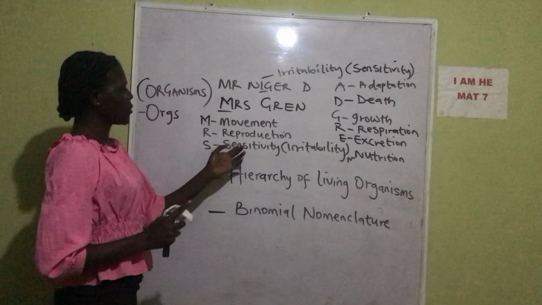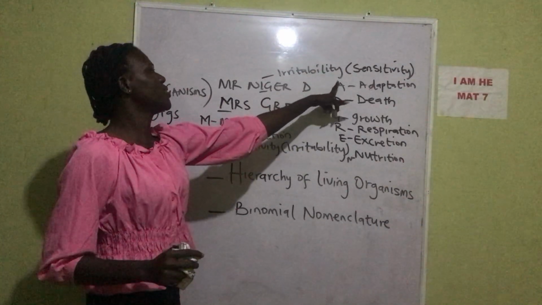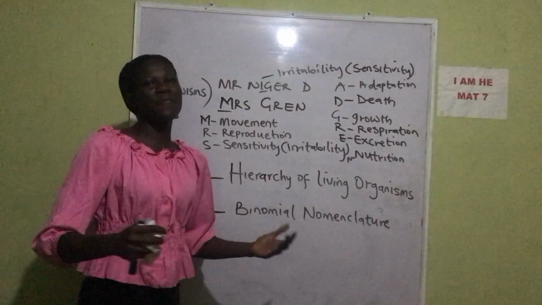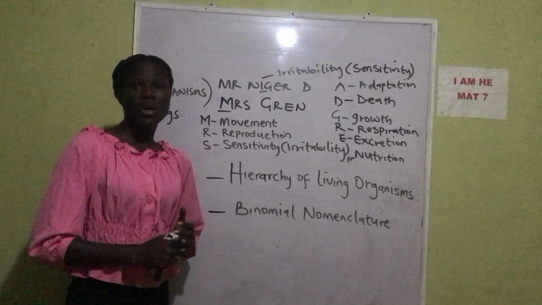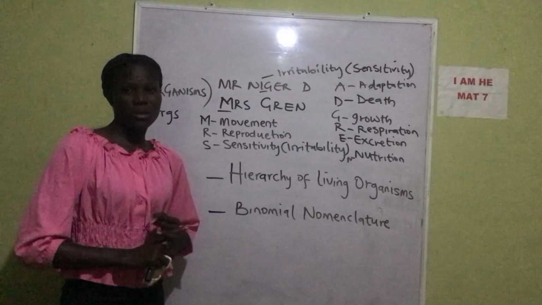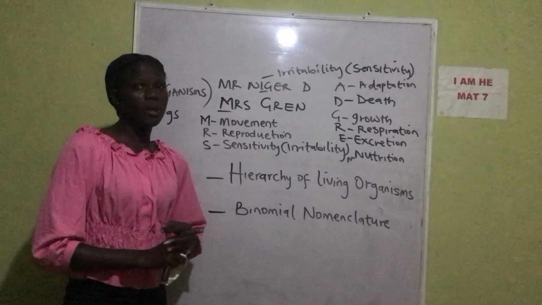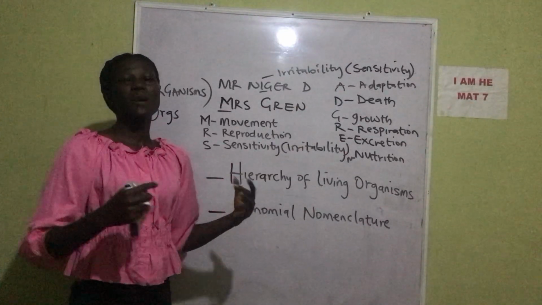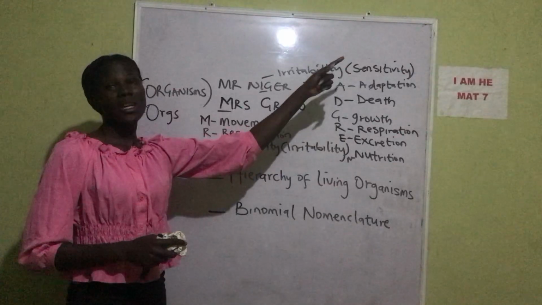So that's for sensitivity, or irritability. Now adaptation means living things can adapt to changes in their environment. For instance, we have different weather conditions, the rainy season and the dry season. As humans, we learn to adapt to the environment. As such, it is called adaptation.